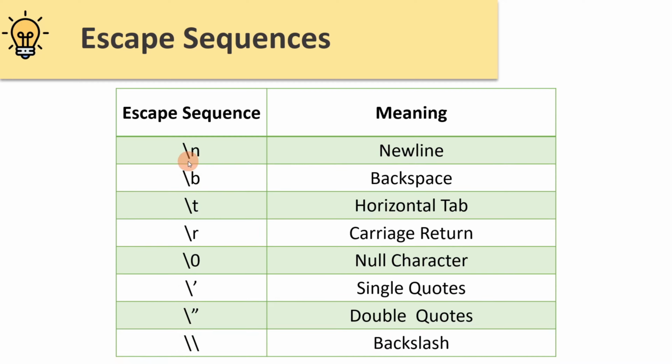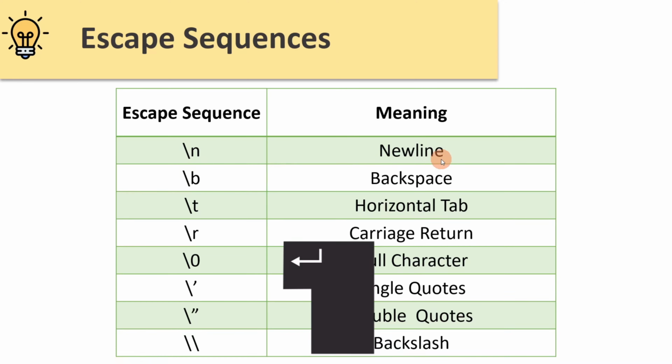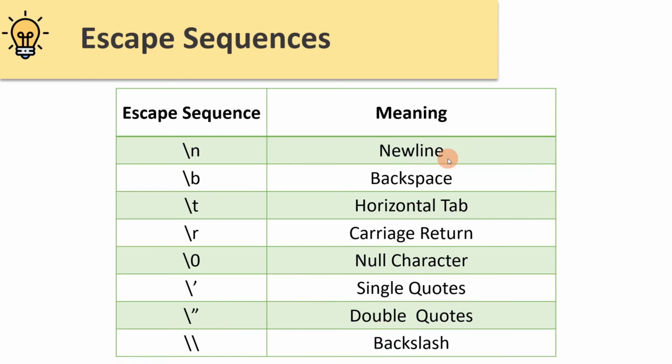The very first escape sequence is \n that represents a new line character. So when you hit the enter key on your keyboard, it will generate a new line. New line will move your cursor to the next line. So in order to represent new line, we can use \n.